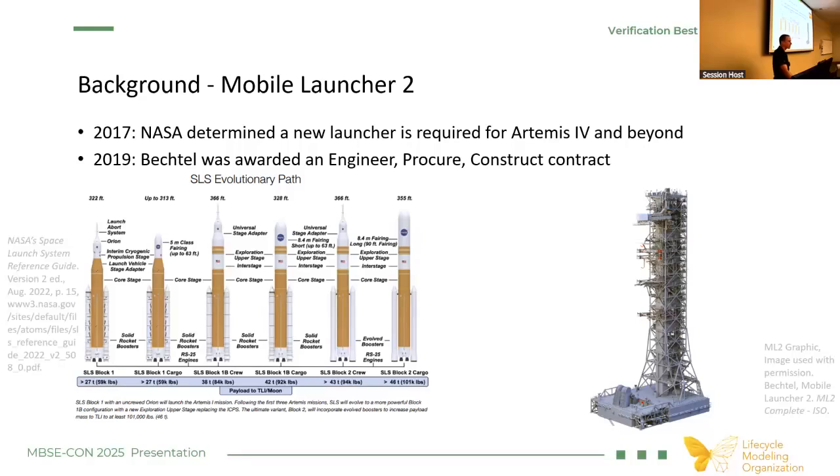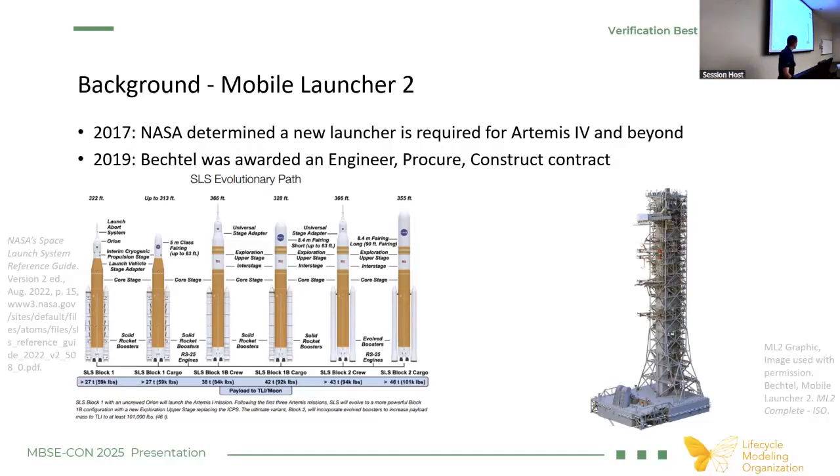So they made the decision not to modify the existing mobile launcher and instead to bid out building a new purpose-built launch pad for the Block 1B, and then eventually Block 2, Artemis rockets. Those are the ones that are hopefully going to be taking people back to the moon and then maybe eventually Mars, depending on how things shake out. Bechtel was awarded that contract in 2019 for the design, procurement, and construction of the new mobile launcher.